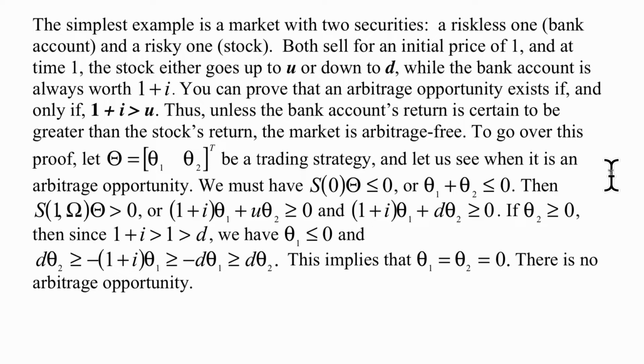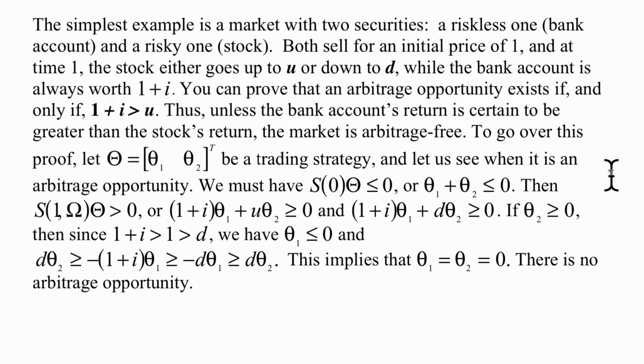So if we have a trading strategy, theta 1, theta 2, let us see when it is an arbitrage opportunity. We must have the value at 0 less than or equal to 0, and by the way, that is equivalent to theta 1 plus theta 2 less than or equal to 0, and the value at 1 to be non-negative in every state and positive in at least 1.